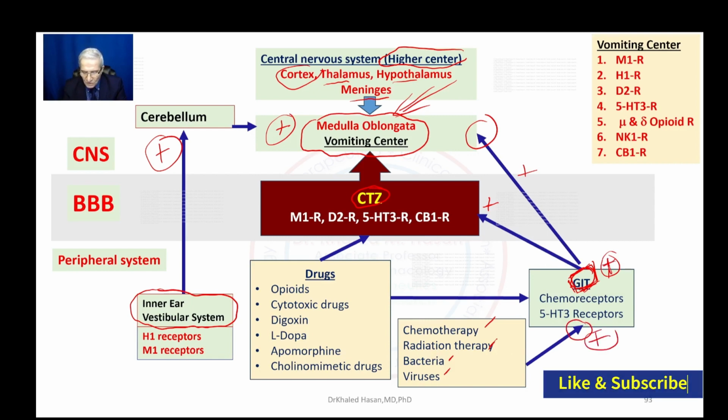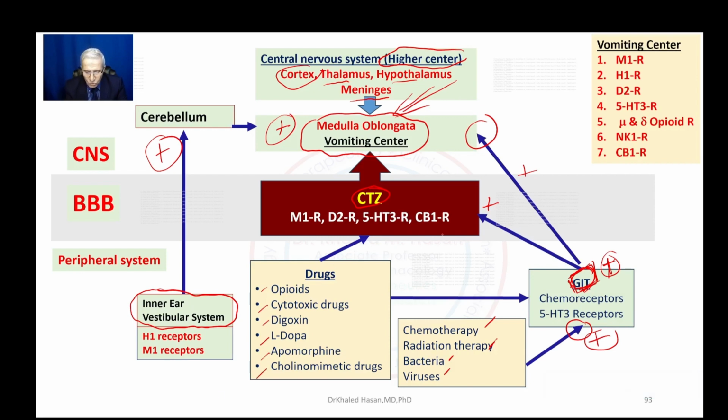When the GI system is stimulated, this will stimulate the medulla, the vomiting center, and the CTZ. Moving to the drugs, we have so many drugs engaged in inducing nausea and vomiting. As you can see, the drugs work on two possible mechanisms. Number one, for example, opioids, cytotoxic drugs, digoxin, L-dopa, apomorphine, cholinergic drugs.